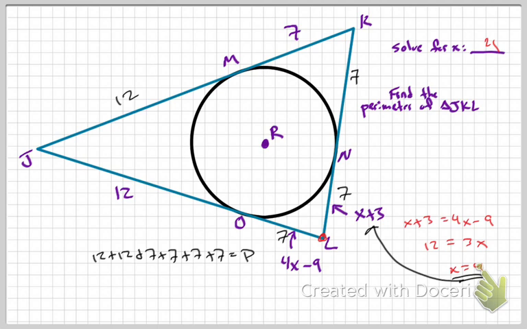So I know 12 and 12 is 24. I know 4 sevens is 28. So 24 plus 28 gives us 52. So our perimeter is 52.